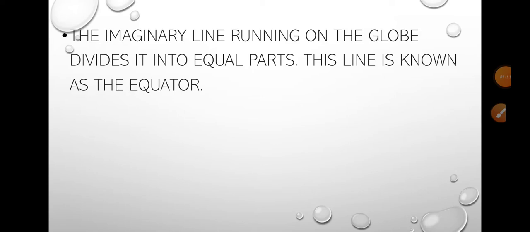The imaginary line running on the globe divides it into two equal parts. This line is known as the equator. Then the north half of the earth is known as the northern hemisphere and the south half is known as the southern hemisphere. They are both equal halves. Therefore, the equator is an imaginary circular line and is a very important reference point to locate places on the earth.